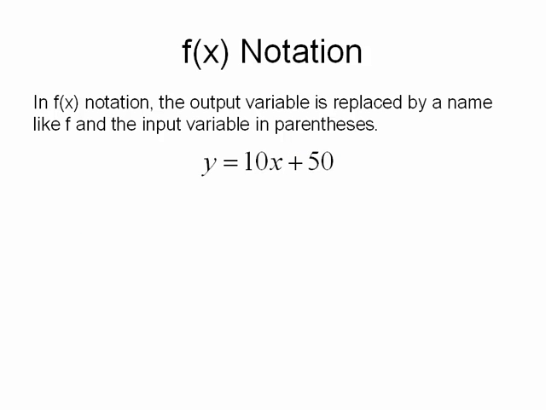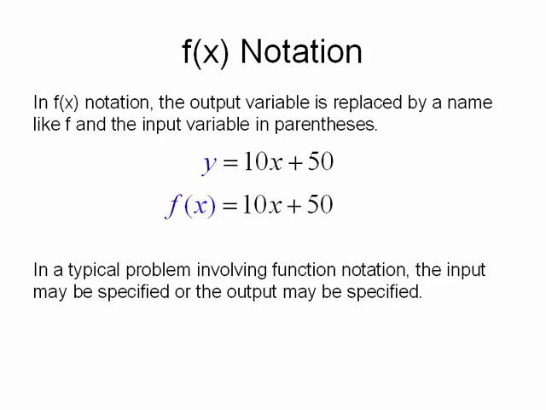Now in f of x notation, the output variable is replaced by a name, like f, and the input variable is put in parentheses. So here we have our output variable. Now when I go ahead and put it into f of x notation, I just change it to its name, which in this case is f, and in parentheses the input variable x. So f of x equals 10x plus 50.